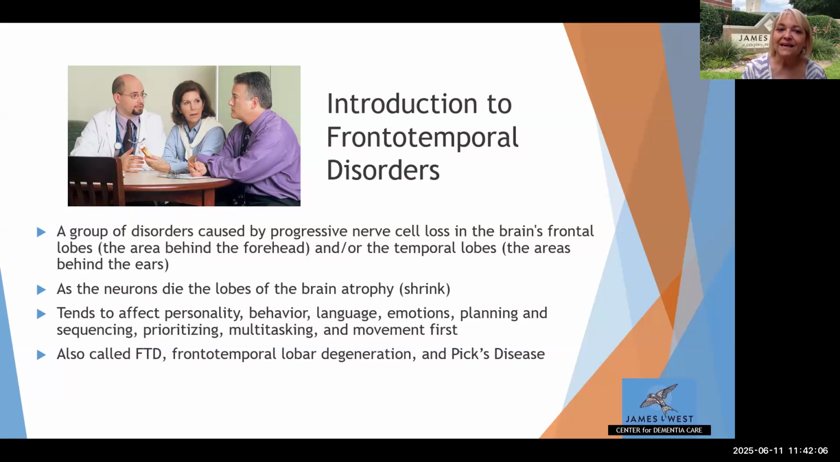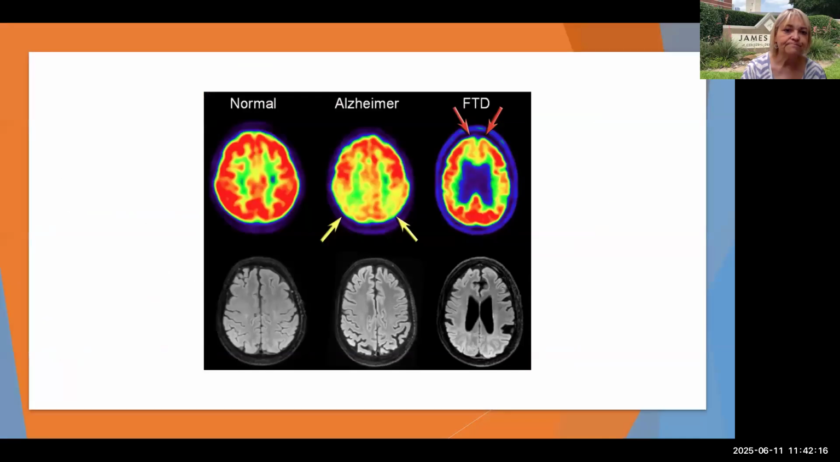So it's also called FTD, frontotemporal lobar degeneration, and you may have heard the term Pick's disease. And again, we're going to break these down. But first, let's look at some pictures. This is some neuroimaging of cognitive impairment. And the one that's on the far left there, that is normal imaging. There's an MRI and a PET scan here. So you can see normal. And in the middle, we have Alzheimer's. And on the right, we have FTD.